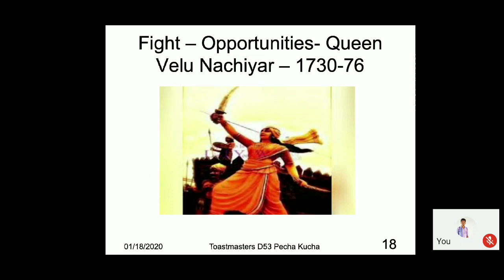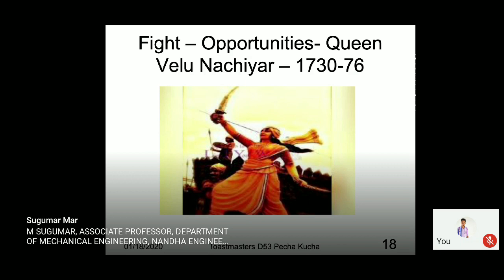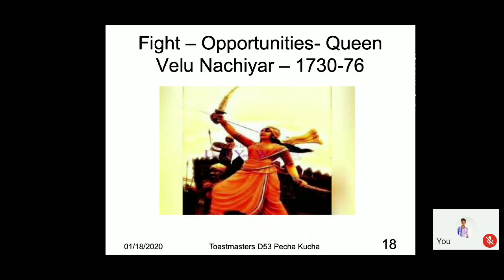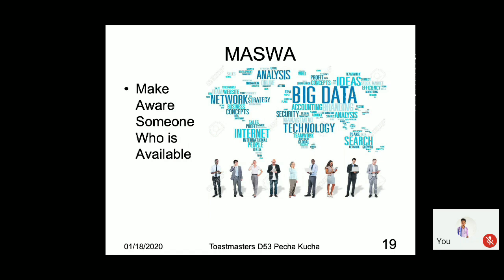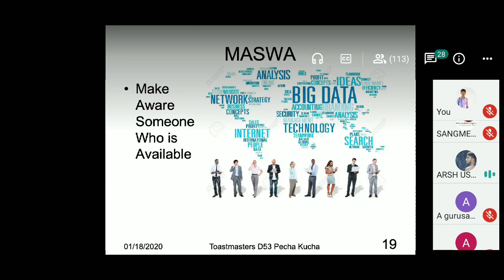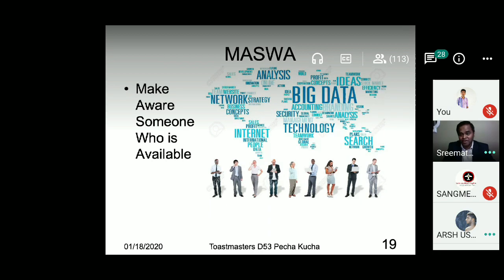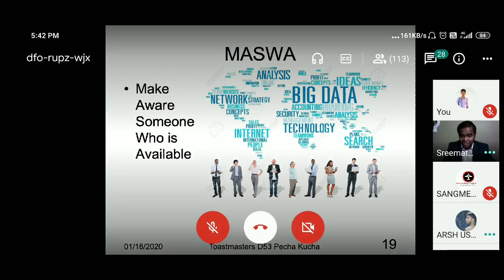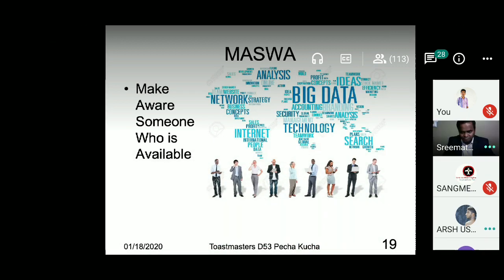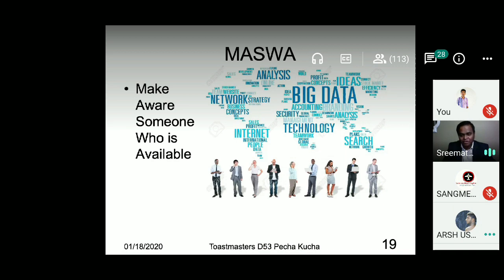Look at Velu Nachiyar, who was in the 1700s, who fought the British, won against the British, and ruled for 10 years. That was the story that we come from. That much courage, people. Don't forget your history. Go beyond the history. Understand some people's victory and celebrate victory. And not just the victory. Understand the masava. Make awareness so someone is available. Understand big data. Understand the technology. Understand whatever you have.